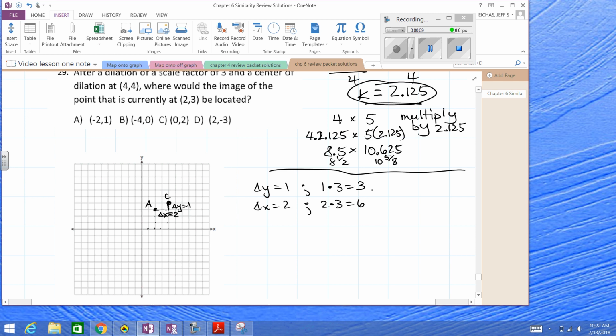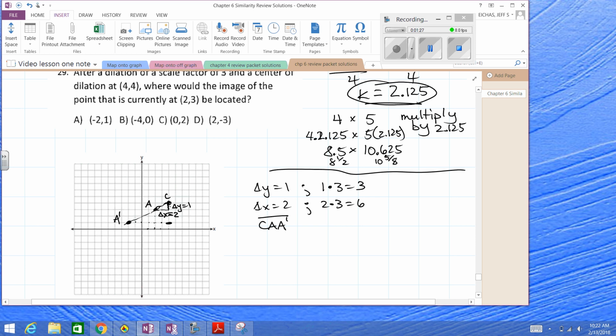We're going to go down, because we want to keep the same direction going. We're going to go down 3, and we're going to go left 6 to keep going in the same direction. 1, 2, 3, 4, 5, 6. A prime should land right there. And if you notice, C, A prime, they're all collinear. Okay, that's how it works.